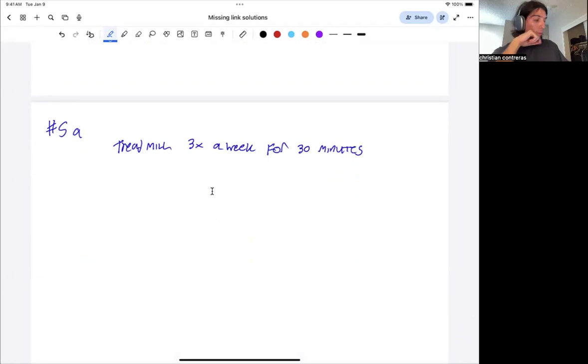There's only one part to this question, which is nice. What steady state heart rate does she need to work at to meet the CDC minimum for MET minutes a week?